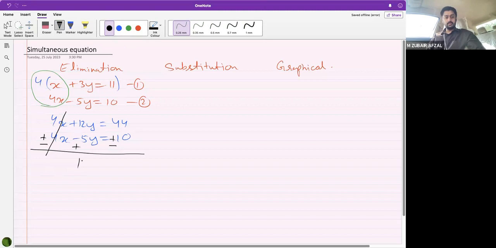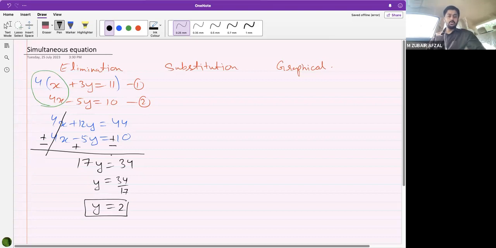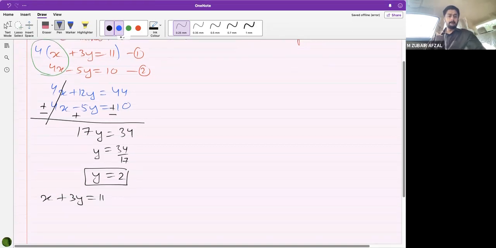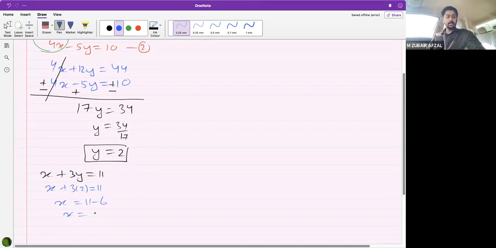12 plus 5 is 17, so 17y equals 34. y equals 34 by 17, y equals 2. So now I have y. I may choose any of the equations, equation 1 or equation 2. So x plus 3y equals 11. Why I chose this? I found it easier. So y is 2, x plus 3 into 2 equals 11. x equals 11 minus 6. x equals 5. So our answer is 5 comma 2.